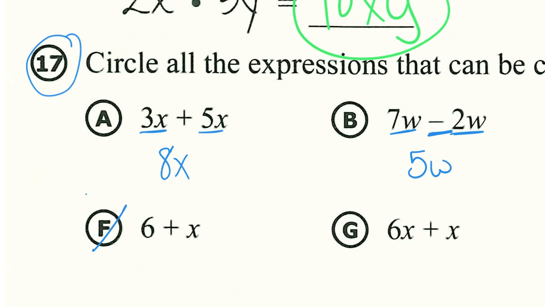F is not like terms. 6 plus x cannot be combined because they do not have the same variable. 6 has no variable, and x has a variable. In G, those can be combined. That would be 7x. In math, this really means a 1 there if there's nothing in front of x. And so you have 6x plus 1x is 7x.